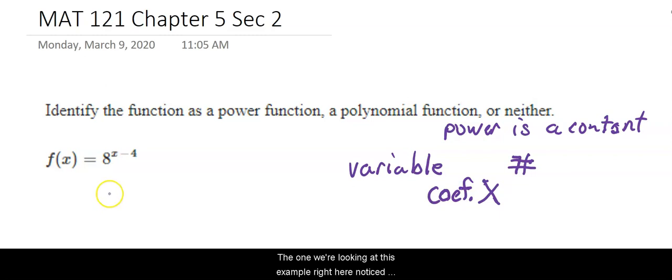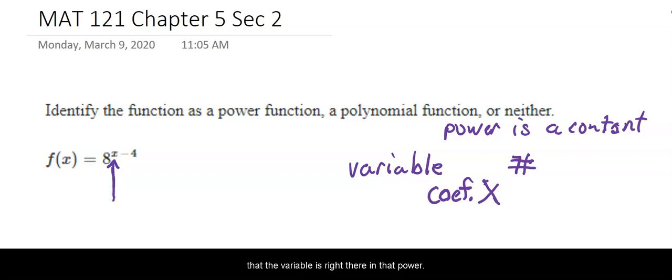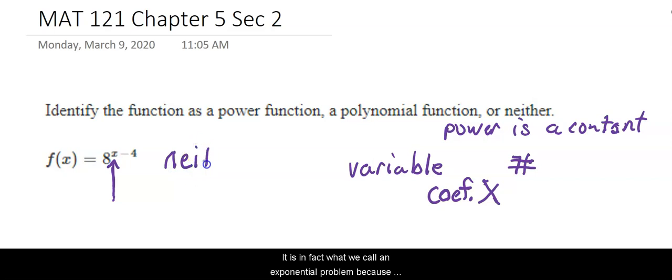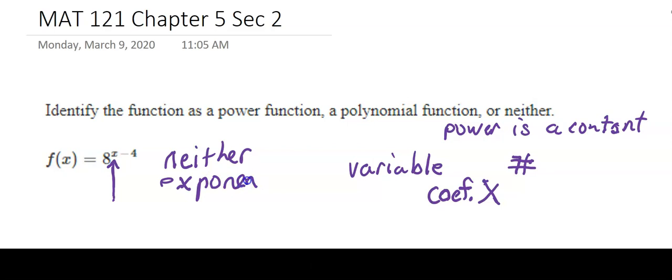So when we're looking at this example right here, notice that the variable is right there in that power. That makes it not a power function. Now, polynomials are sums and differences of power functions, so it can't be a polynomial either. So this qualifies as a neither. It is, in fact, what we call an exponential problem because the variable is in the exponent. We'll work with exponentials later this semester.